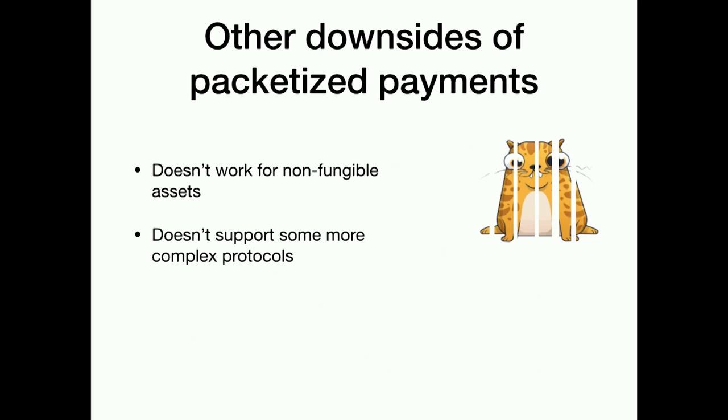So other downsides, it doesn't work if you've got non-fungible assets or indivisible assets. So here I've got a visualization of a CryptoKitty being sliced into tiny bits. It's disgusting. It wouldn't work. The other thing is you couldn't put a CryptoKitty in a payment channel anyway. So you could put it in a payment channel, it wouldn't be very useful. You can't have a payment channel network for a single CryptoKitty. You really need a liquid fungible asset for that. Anyway, so I don't think it's necessarily that big a problem, but it does matter for some protocols.